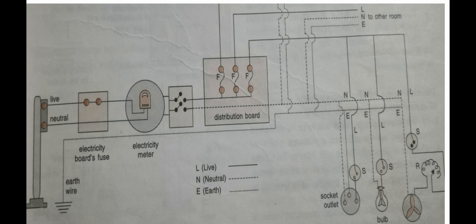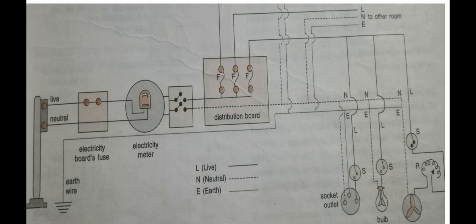The wire from the main switch enters the distribution box. In the distribution box, the main line is divided into two main circuits. One will have a 5 ampere fuse, and the second one will have a 15 ampere fuse.